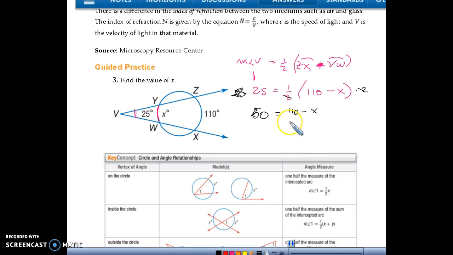Now I'm going to subtract 110 from both sides, and 50 minus 110 is going to be -60. This goes away. This is going to be negative x, multiplied by -1 on both sides, and my x is going to be 60 degrees.